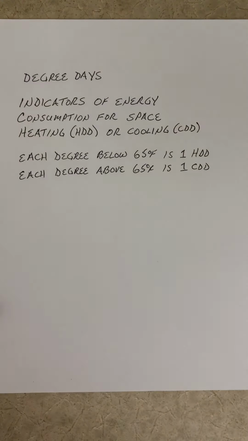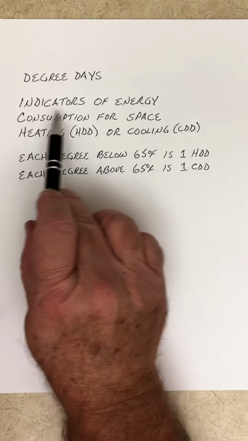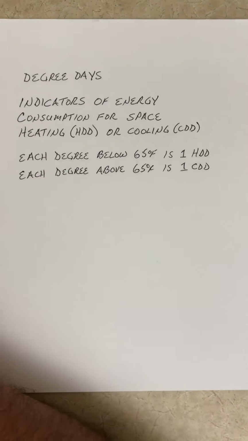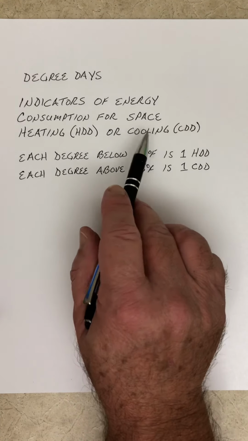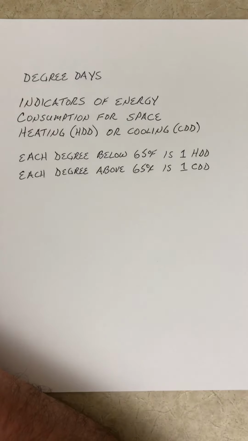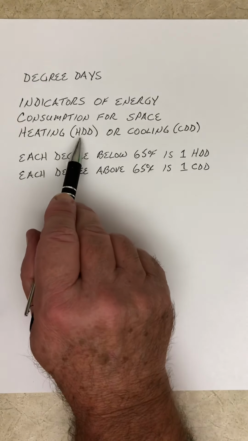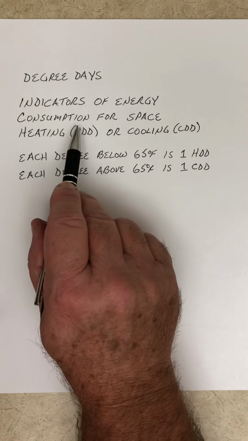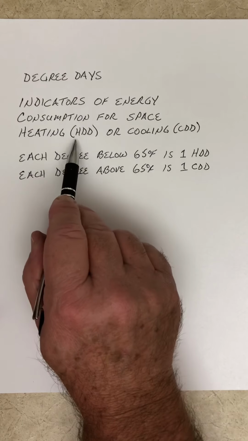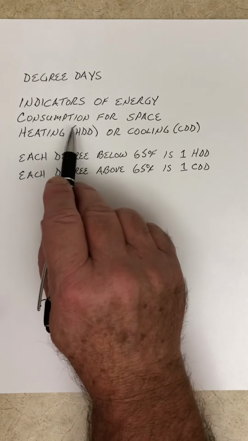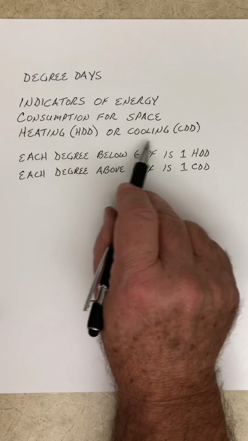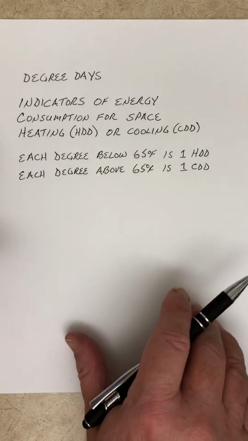Degree days are indicators of energy, electricity or natural gas, that's going to be consumed in space heating or space cooling. Heating degree days are indicators of energy consumption for space heating, and cooling degree days are indicators of energy consumption for space cooling.